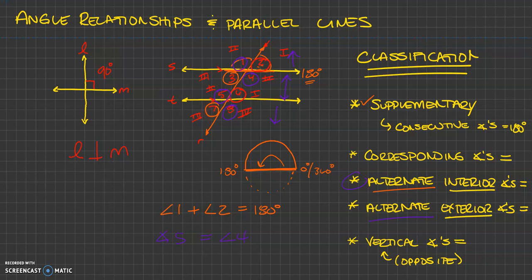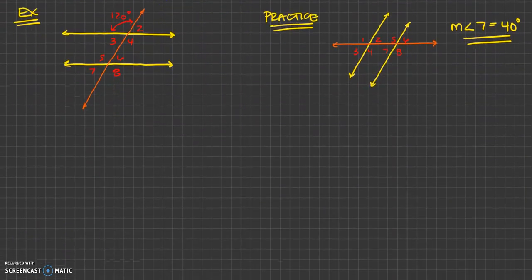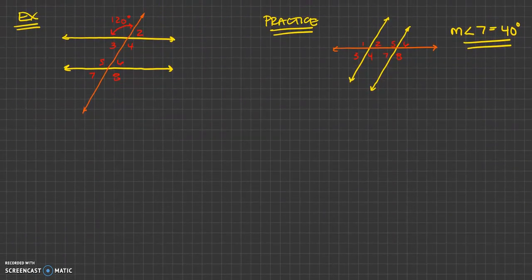Now what you'll find is a lot of times you can prove these by using different classifications. All right, we'll try to make that make sense as we look at a couple of quick examples. So here in this first example, I have a very similar scenario, but I've given you angle 1. I've told you that angle 1 is 120. Let's just do a few samples here.